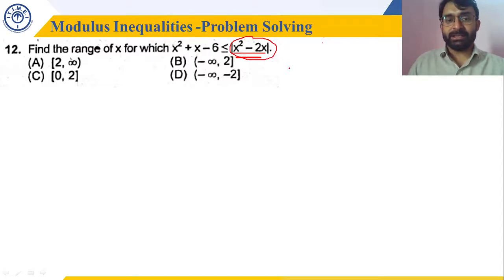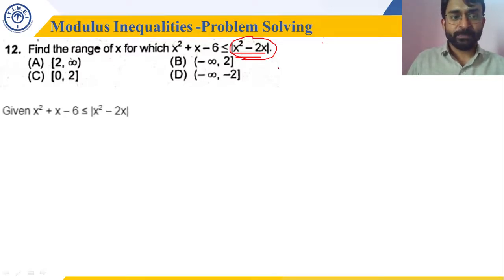Fine. And the other case is going to be when this value is negative, when the value is within the interval. x square minus 2x can be written as x into x minus 2, and this is less than 0. That means x has to be between 0 and 2. These are the two cases which you have to take.